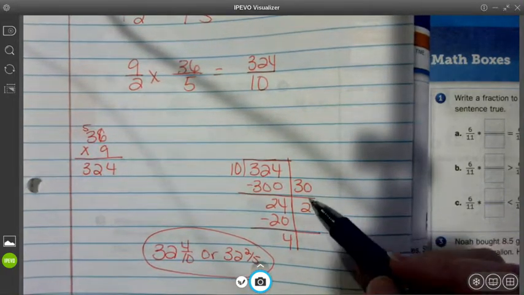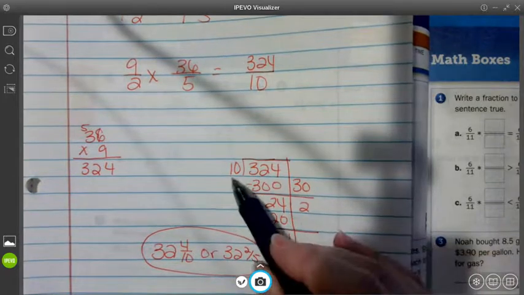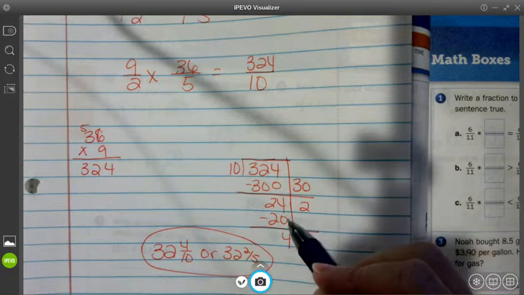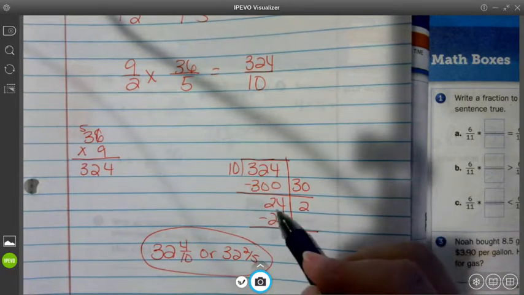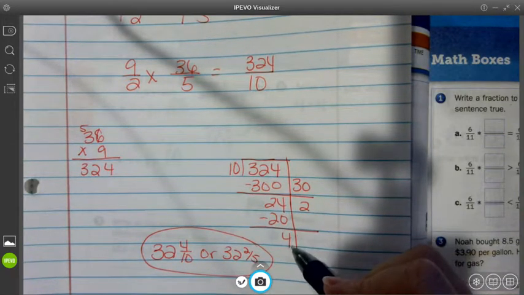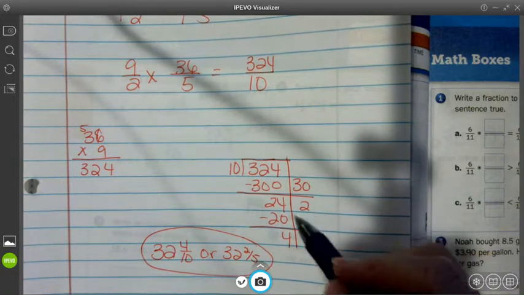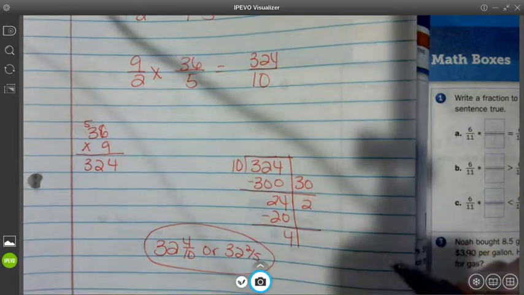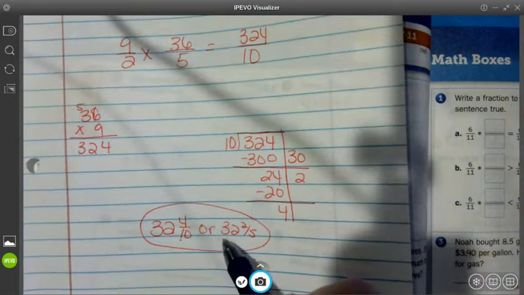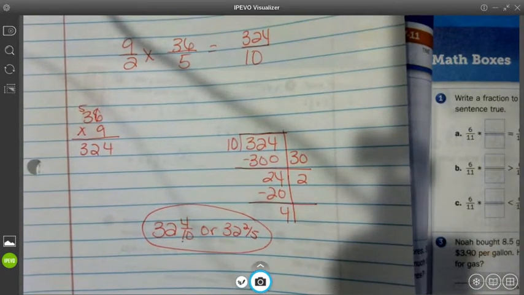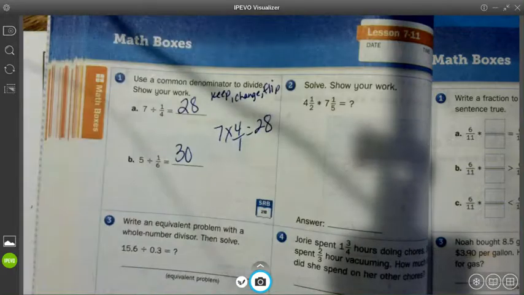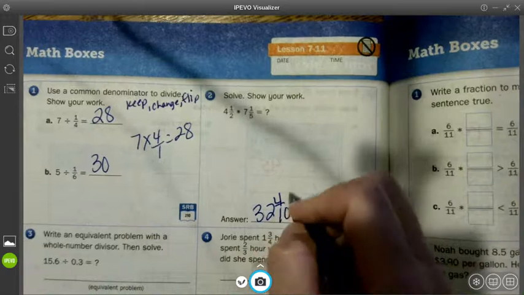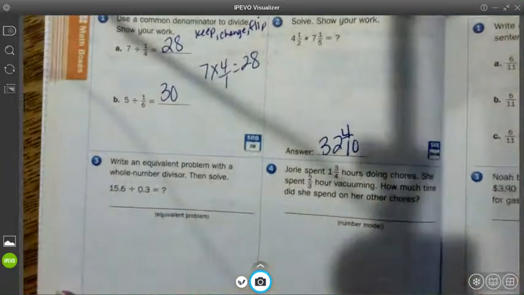Pretty easy, this method. I knew that 30 sets of 10 was 300, so I started with that. That left me with 24 left over. 2 sets of 10 is 20, which gave me this remainder of 4. So adding these together, I got 32, remainder of 4 over 10. And then, of course, reducing it, 32 and 2/5. Okay, moving right along, let's look at number 3.